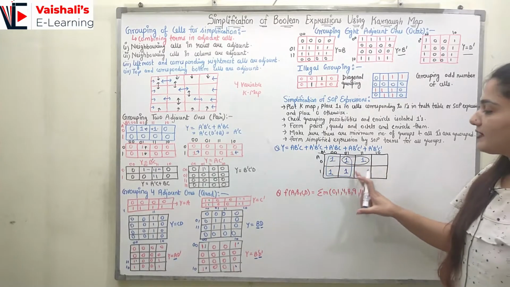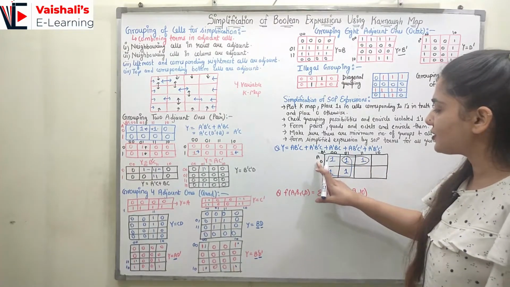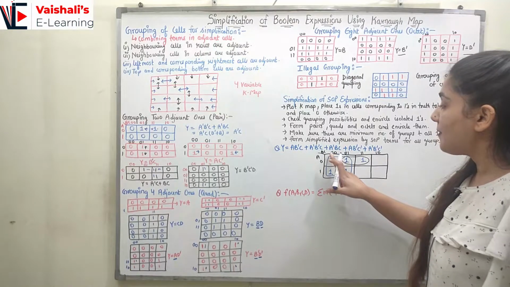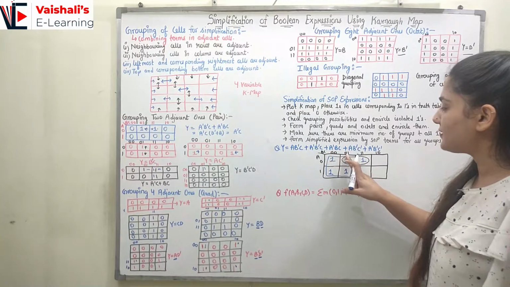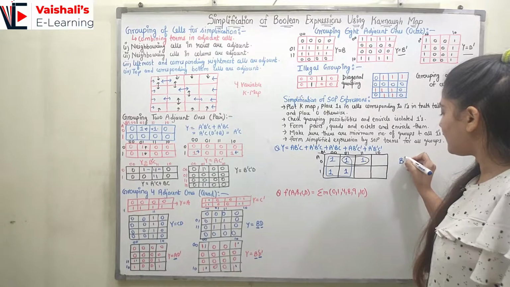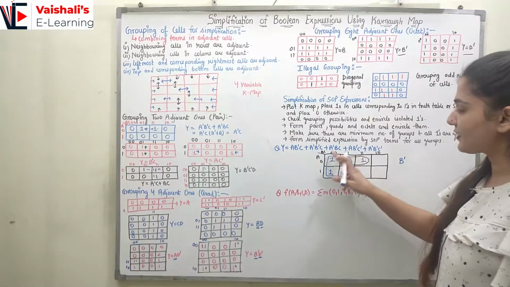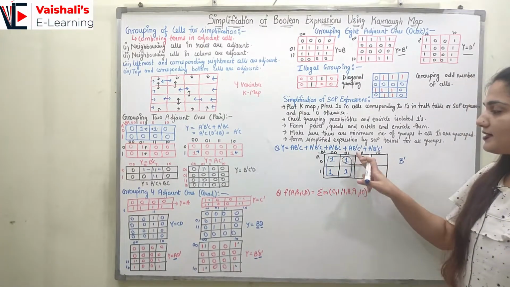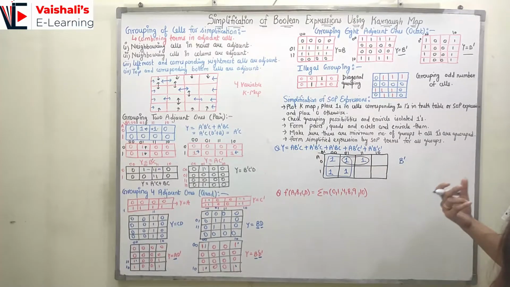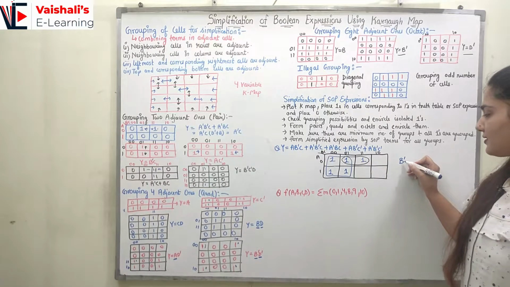So now if I see these 4 ones, A is changing over here as 0 and 1, B is same, B is 0 and 0 over here. So I will be writing B dash as the simplified expression for this quad. C is changing from 0 to 1, so C is not there, so C is eliminated.